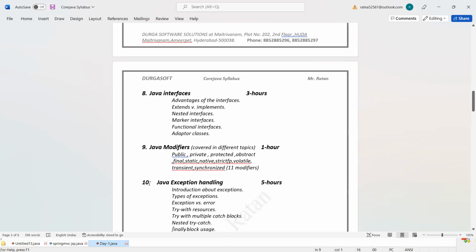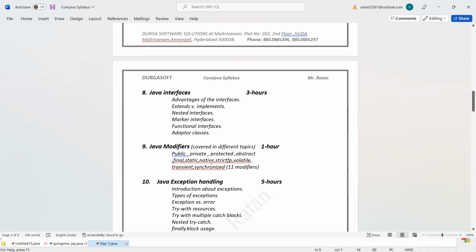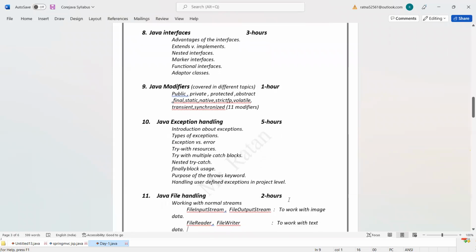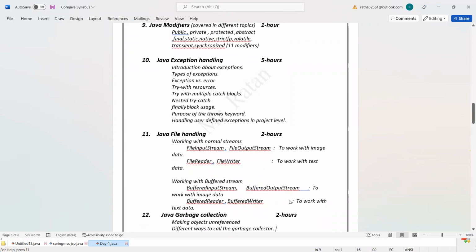How many modifiers are there in Java? Public, private, protected, abstract, final, static, native, strictfp, volatile, transient, synchronized. Total 11 modifiers. We will see all these modifiers practically. Then exception handling: the purpose of try with resources, try with multiple catch blocks, nested try catches, and handling user-defined exceptions at the project level.